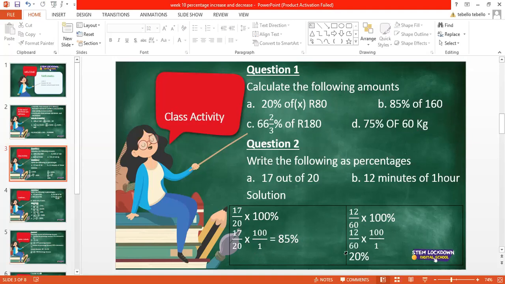So now let's go on to number B, also using a calculator and not actually doing it with our mind, but I will also show you how we can do it using our mind and exercising our mind a bit. So now we have 12 minutes out of 1 hour. Guys, I'm just asking the question: what is an hour in minutes?